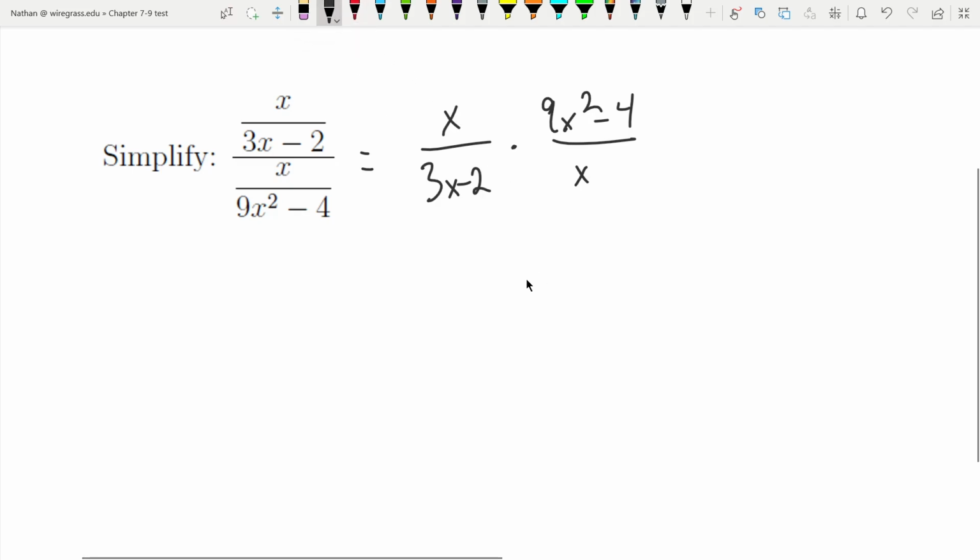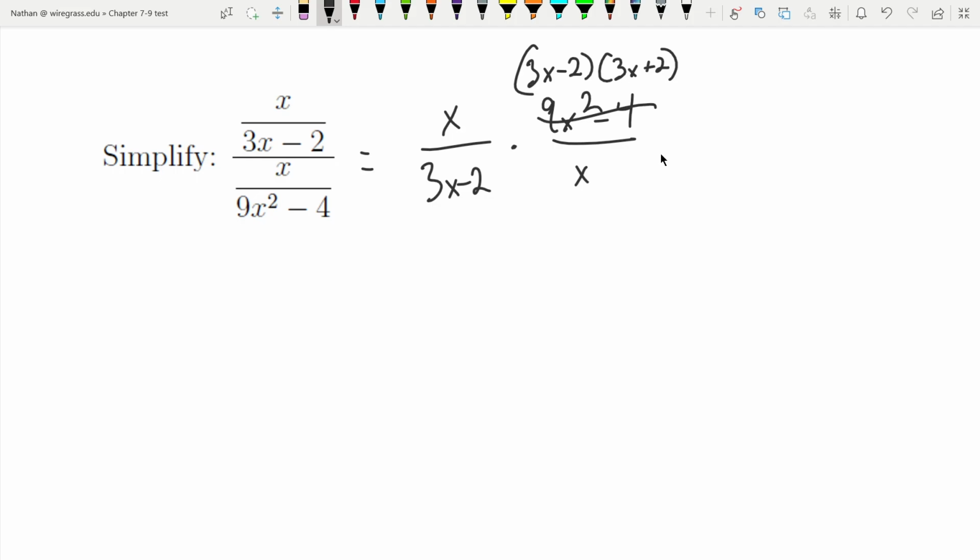But actually, before that, we should look at factoring everything and then finding what factors we need to exclude from the denominator. So this is the difference of two squares. It's 3x being squared here and 2 being squared. So this is actually the same thing as 3x minus 2, 3x plus 2.